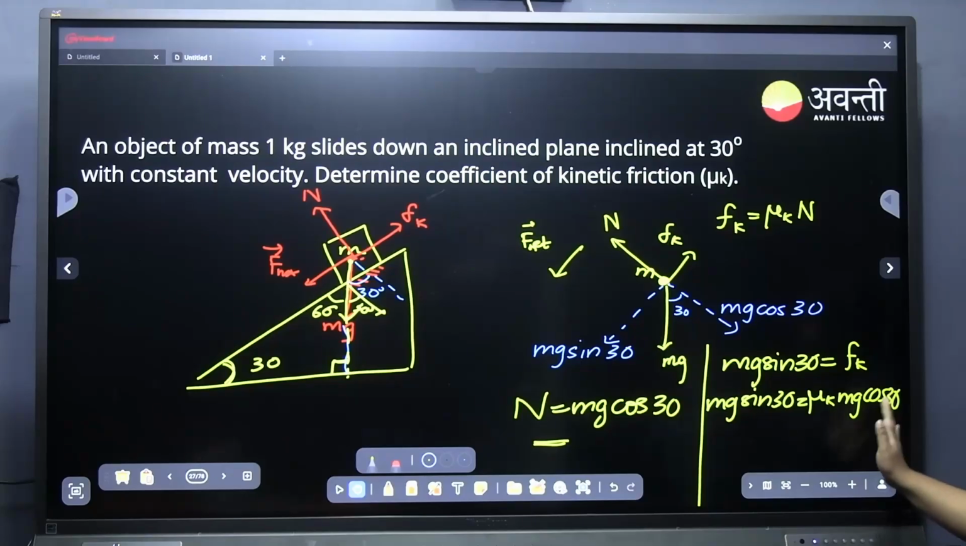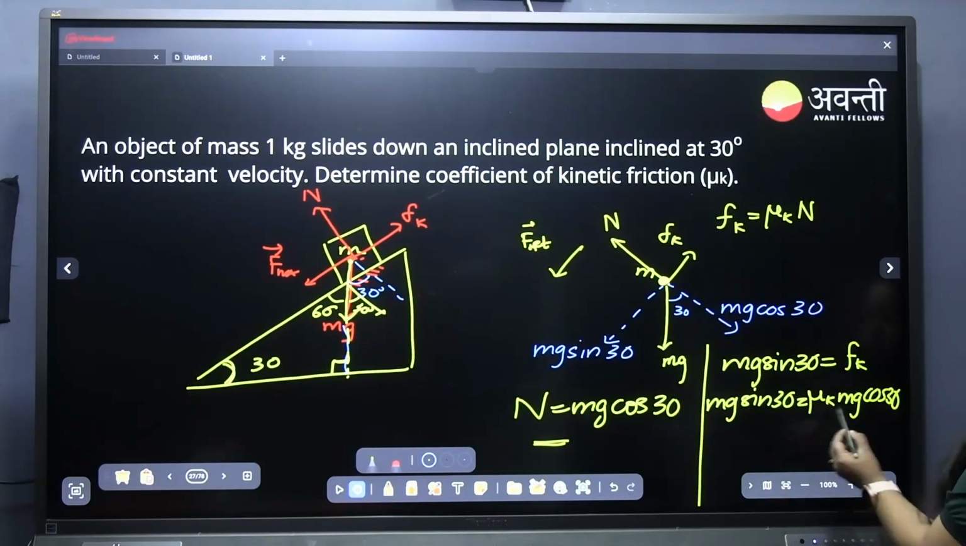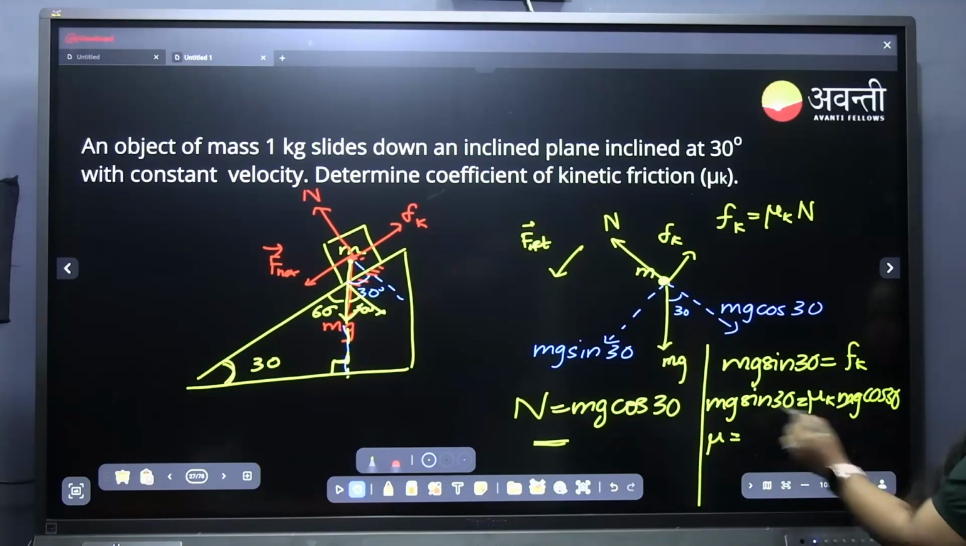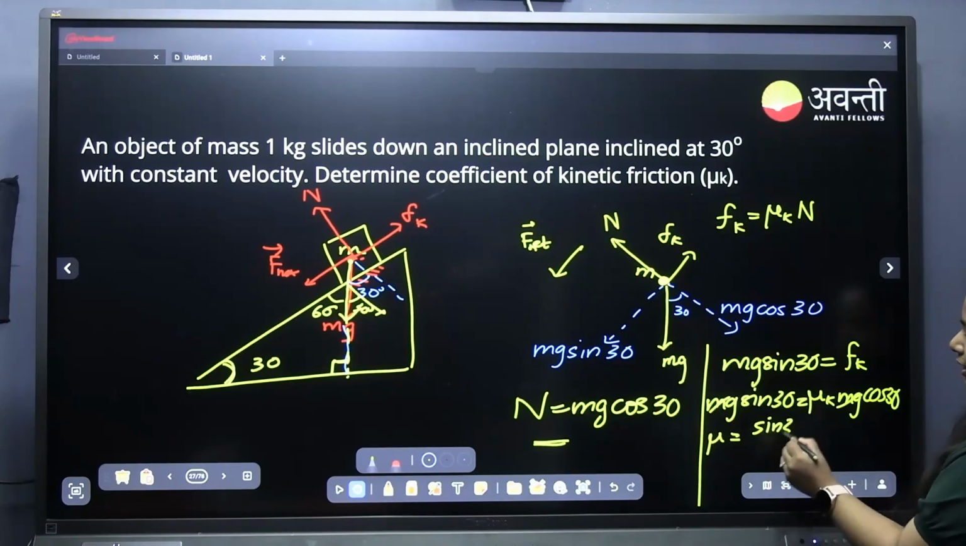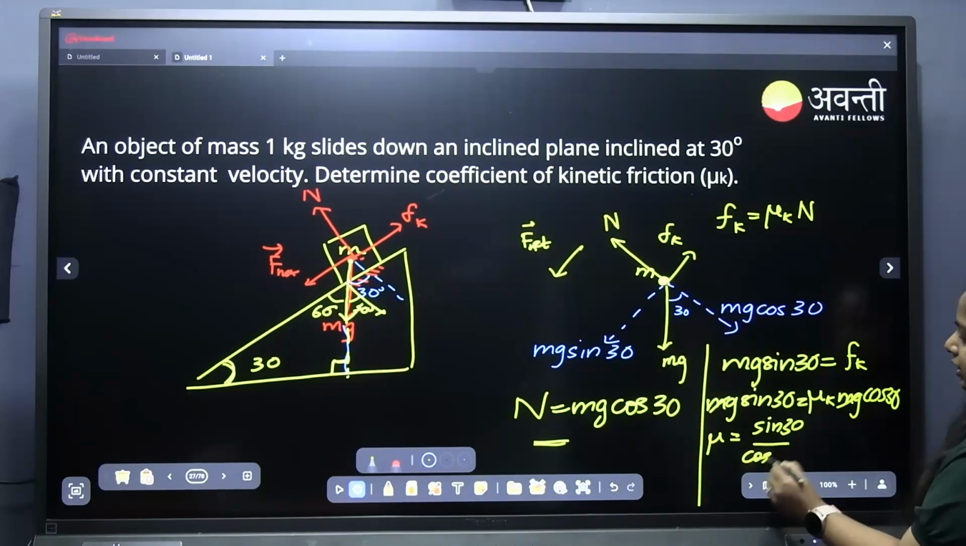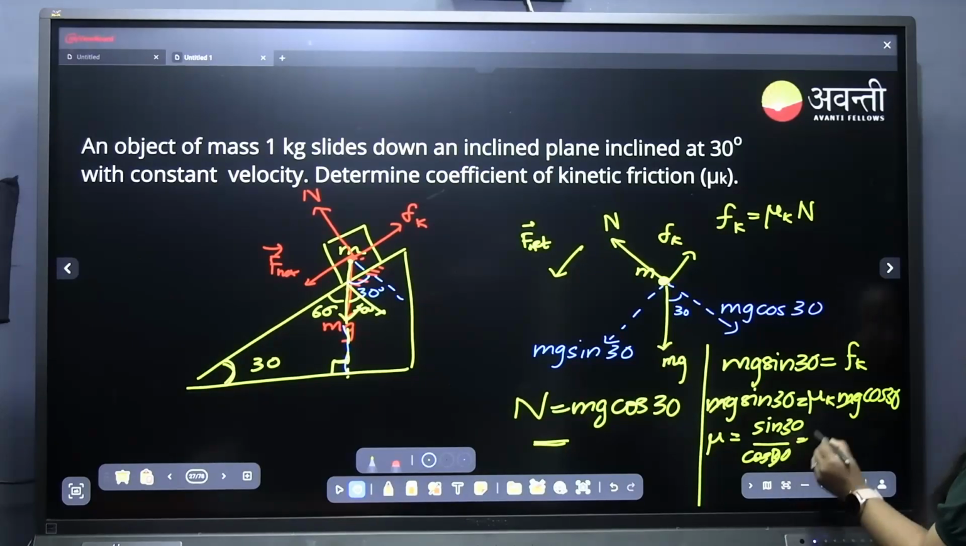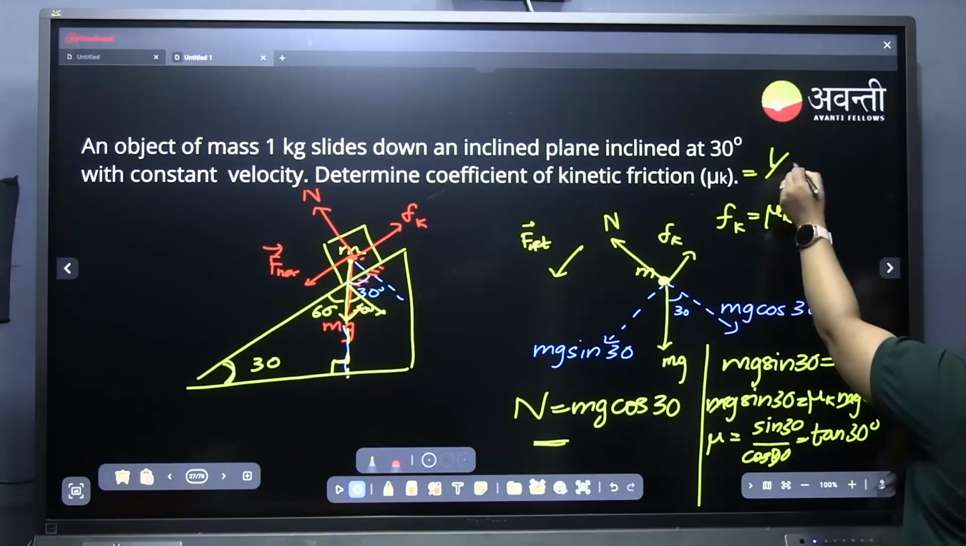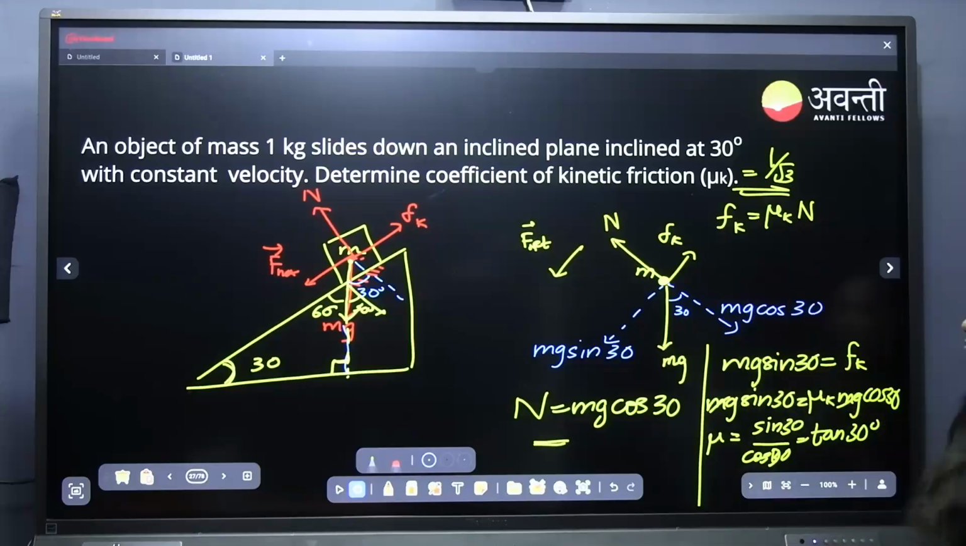Is there any doubt till now? Any step? We have to find mu k, so we just equate: mu k equals, mg will cancel on both sides, and we will have mu k equal to sin 30 by cos 30. This is nothing but tan 30. Then mu k will be equal to 1 by root 3. Answer.